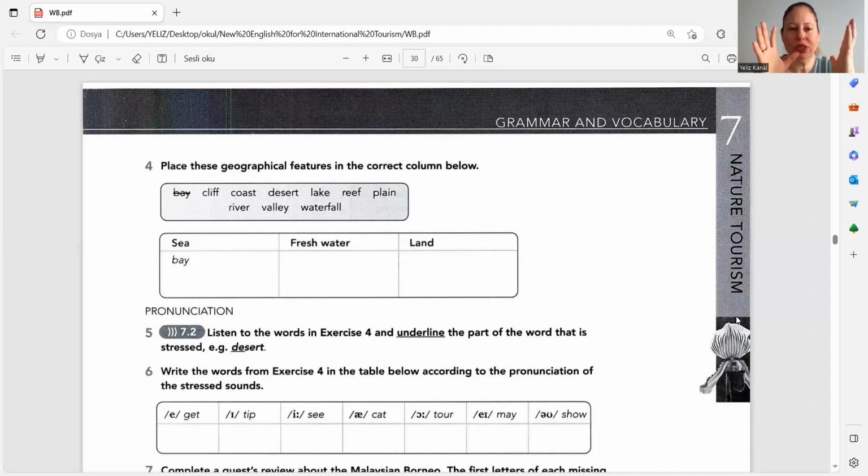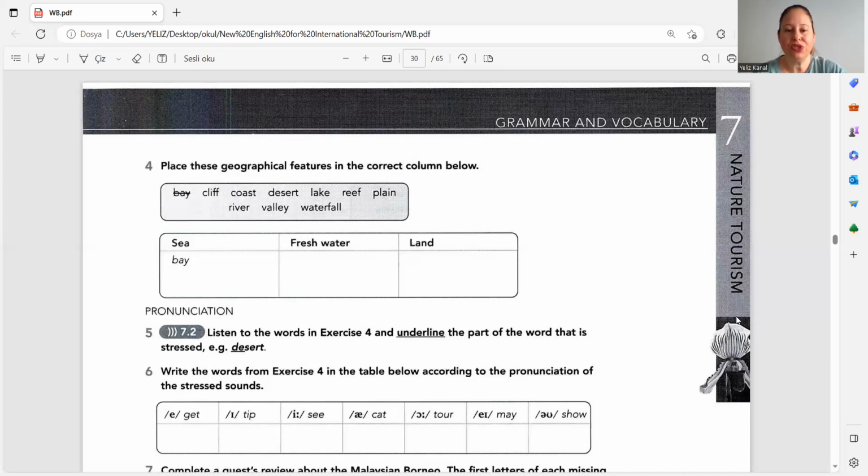Let's look at the freshwater category. Okay. What can it be? We have lake here. For freshwater category, we have lake. We can put it here. What else? River. Yes, river also goes to freshwater category. And one more. Waterfall, right? Yes, waterfall also goes to freshwater category. Okay, so lake, river, and waterfall.